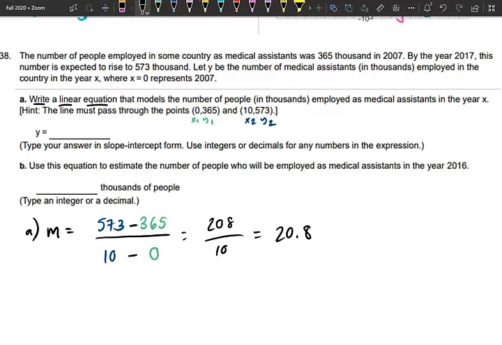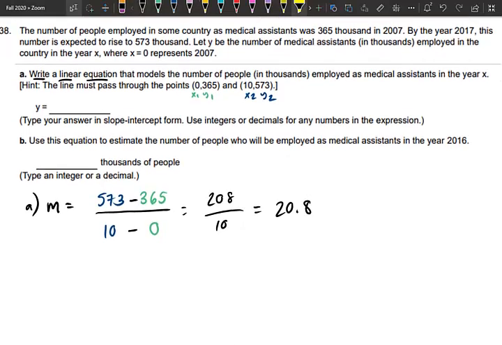So we found our slope. Now, why did we use decimal? Why did we go from fraction to decimal? Because it told us to use decimals. That's why.